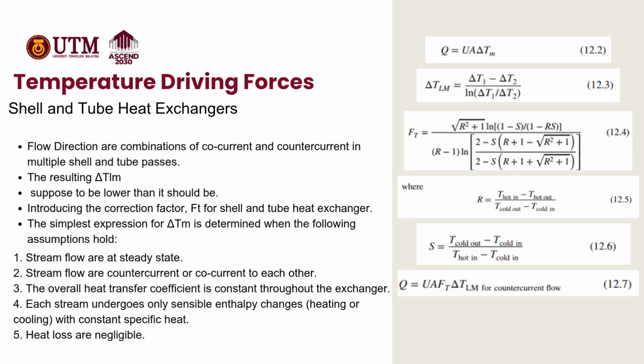Now for equation 12.2. This equation is for the basic heat transfer equation. And then for equation 12.3, for pure countercurrent or co-current flow, we will use this log mean temperature difference equation. Then equation 12.4 is for multipass shell and tube heat exchanger. We can also use equations 12.5 and 12.6, and then we will get the complete equation, which is 12.7. This Ft is usually read from charts, but the formula is shown here for reference.